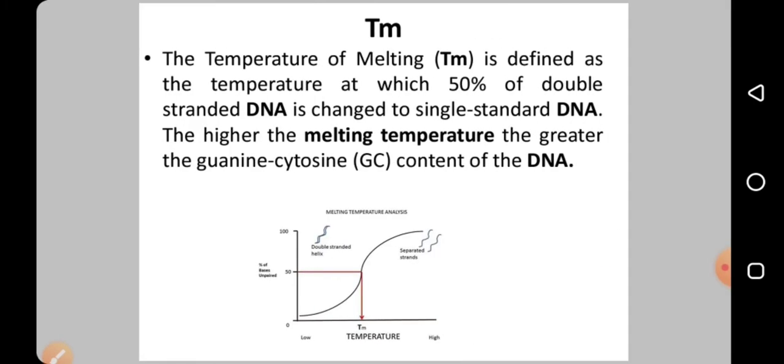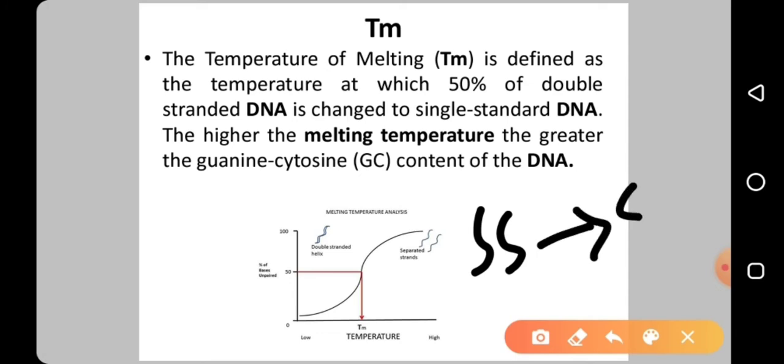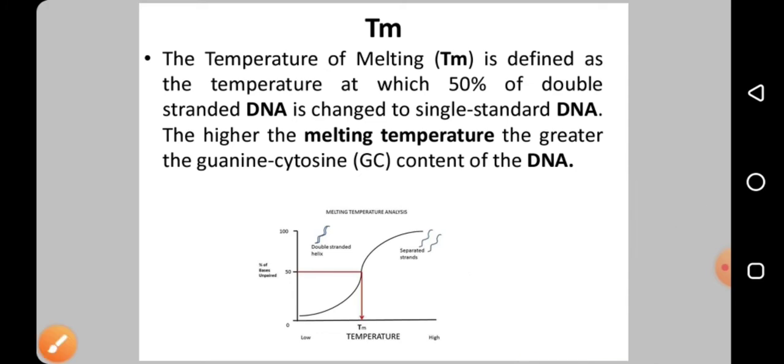So what is responsible for this hyperchromicity? That's melting. DNA has to melt. That means the double stranded DNA has to convert into two single stranded DNA. Once around 50% of the DNA is converted into single stranded DNA, we call that particular temperature the melting temperature. If the GC content, that is guanine cytosine content, is more, its melting temperature is high. If it is AT content, then melting temperatures are low.